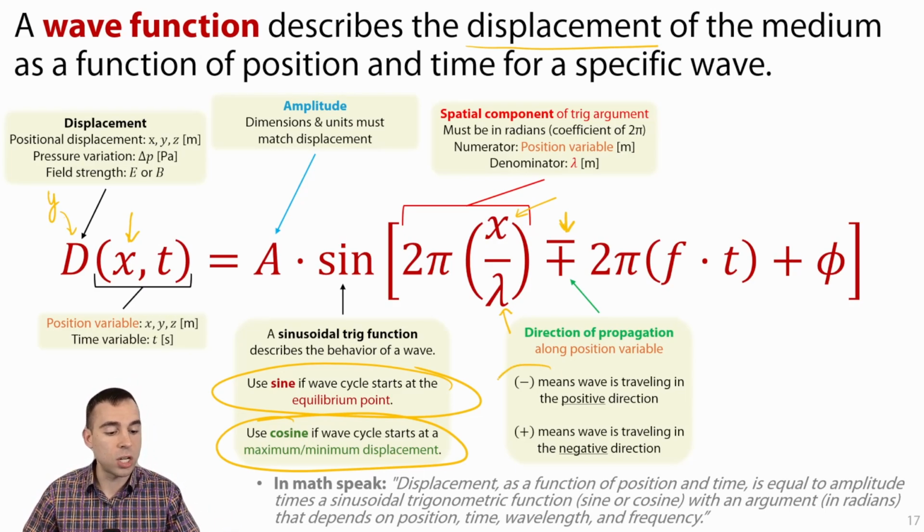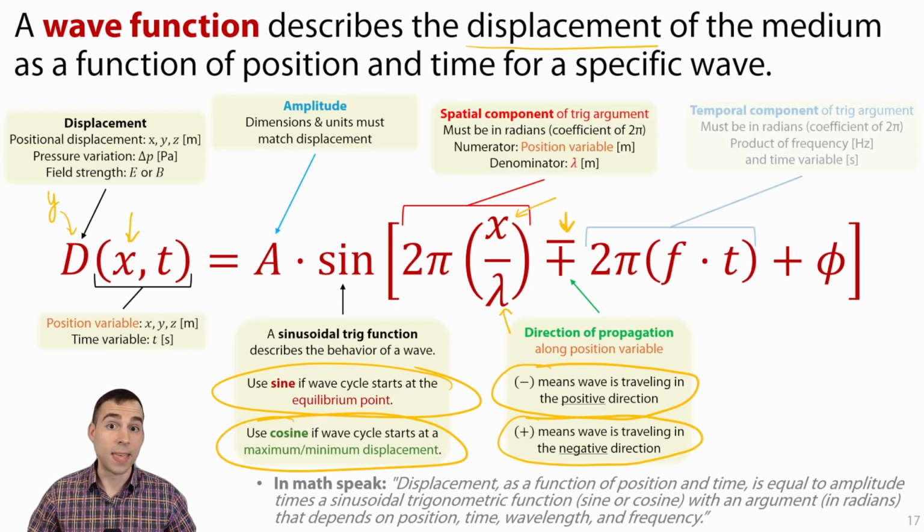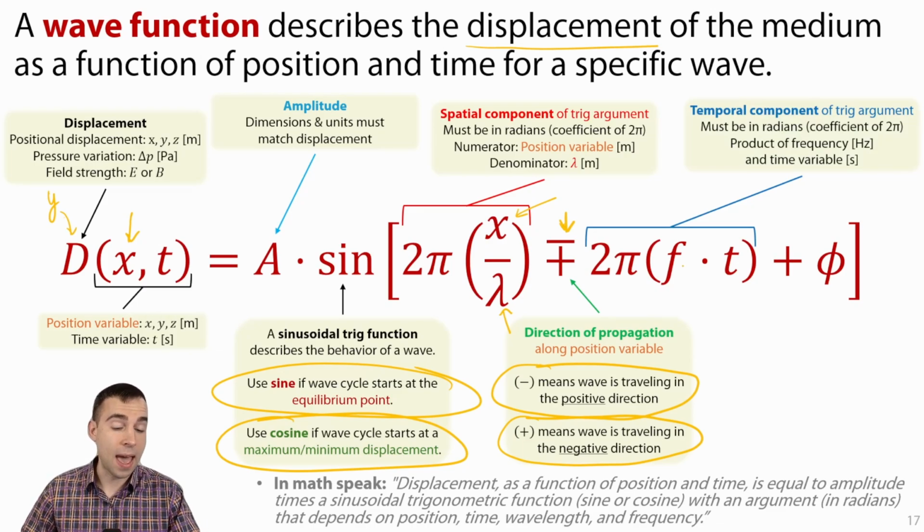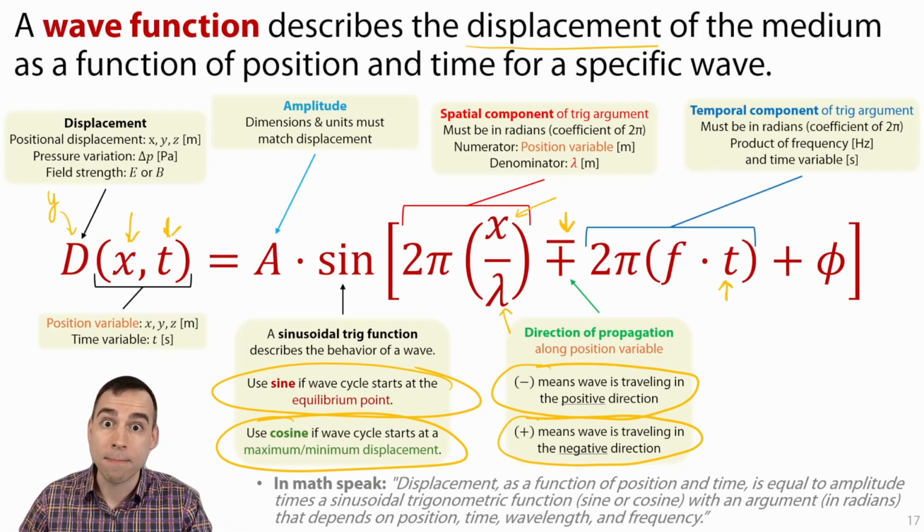Now notice the convention here. If you have a minus sign in the trig argument, that means that the wave is traveling to the right. And if you have a positive sign in this trig argument, that means that the wave is traveling to the left. Then we have a 2 pi times f times t. F is the frequency and t is the time. This time variable right here matches the time variable in the function definition, and the frequency must be presented in hertz. This whole blue package we would call the temporal component of the sine argument. This is based on time.